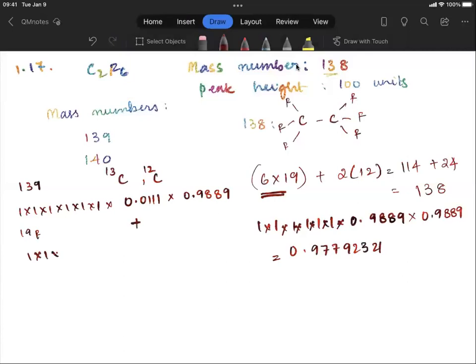And the other scenario is where all fluorines, as usual, have 19 units mass, and the first carbon has a mass of 12 units, and the second carbon has a mass of 13 units. Now, this is going to be 0.0111 times 0.9889 times 2. So the probability of this happening is this.